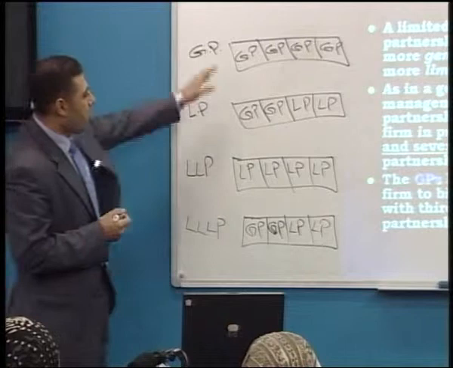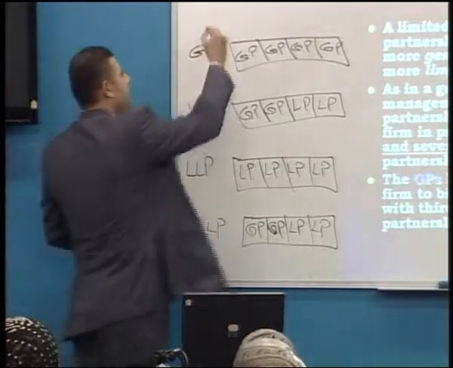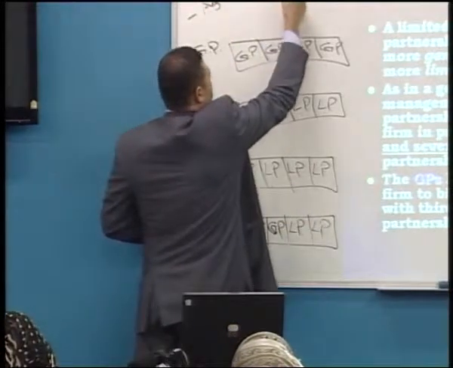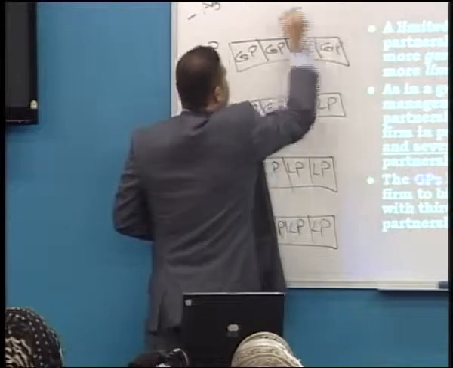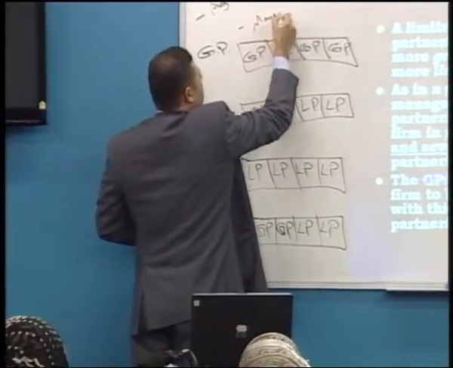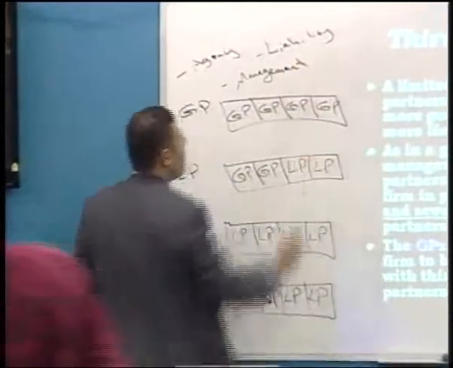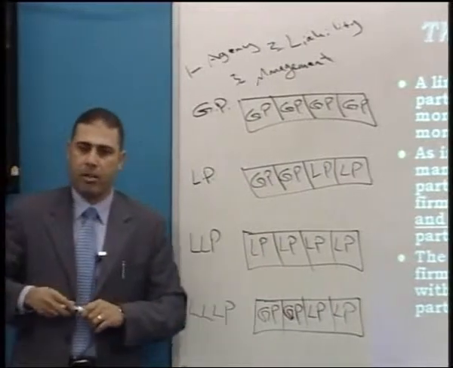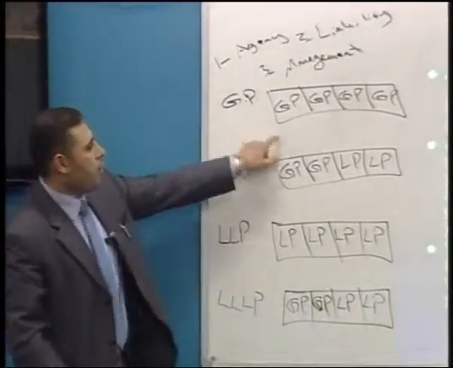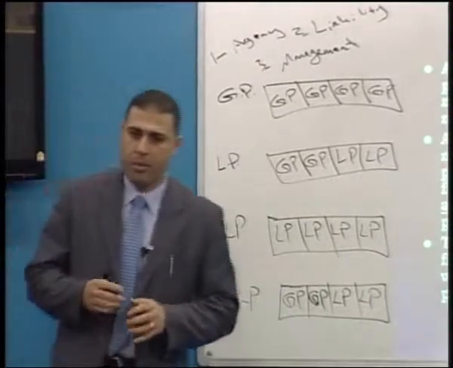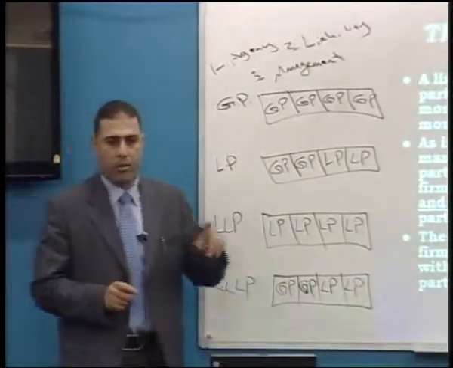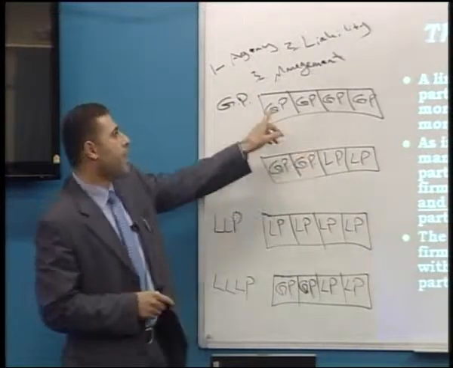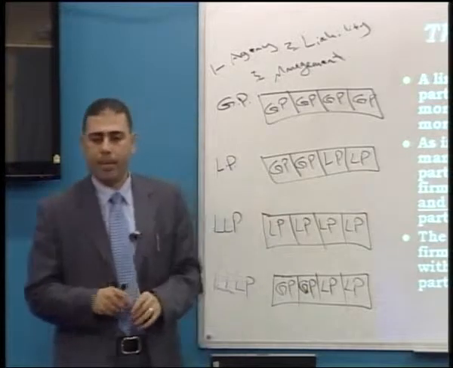If we look at the difference between all types, we look at the difference in agency, liability, and management. The main difference between the three types is these three points. In GPs, the first type, general partnership, all partners are GPs. They can manage the partnership, and all of them have unlimited liability.